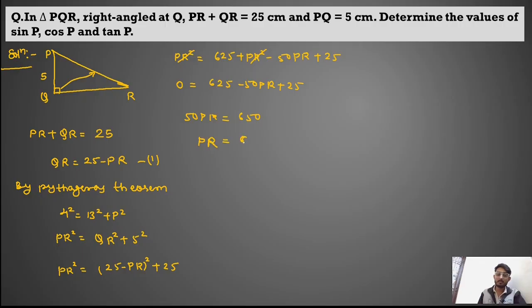650 upon 50. Whenever you cancel out, 0 and 0 cancel, and when you divide 65 by 5 you get 13. That means PR equals 13. So this is 13, and QR equals 25 minus 13, so we get 12.